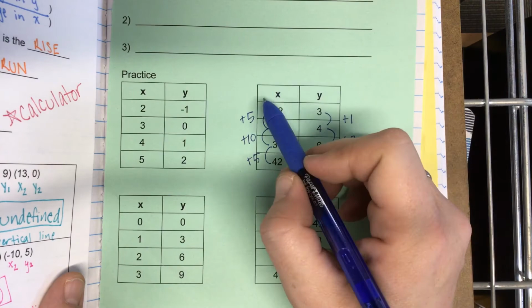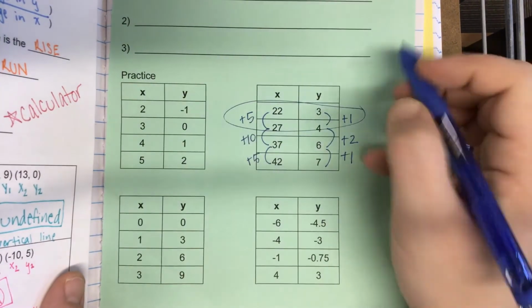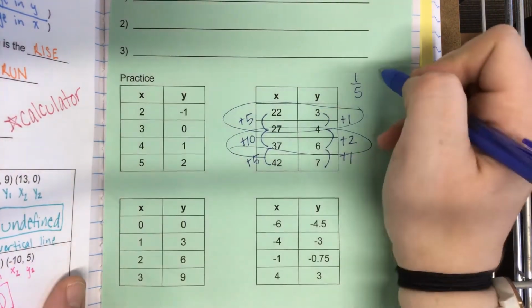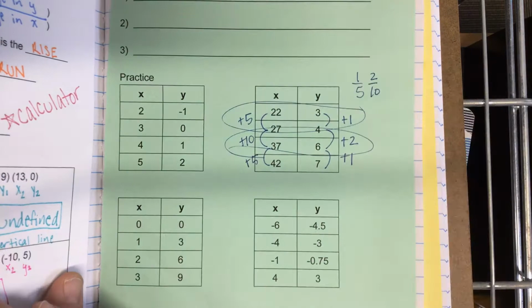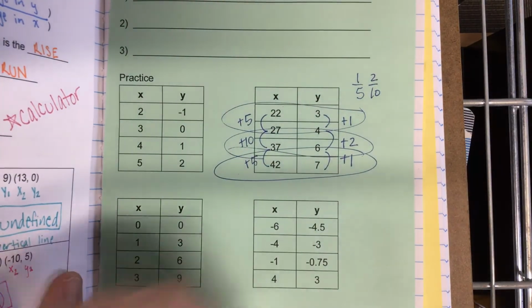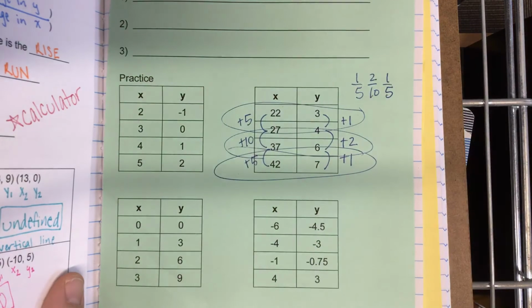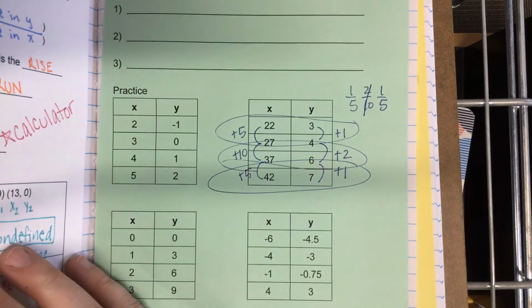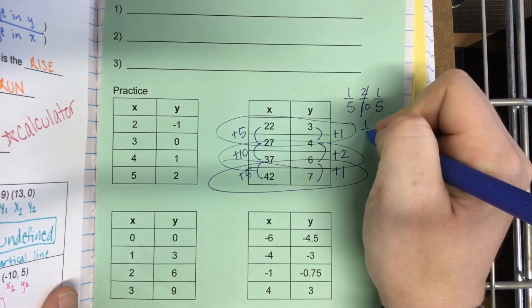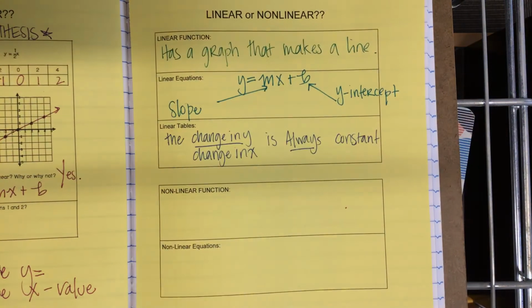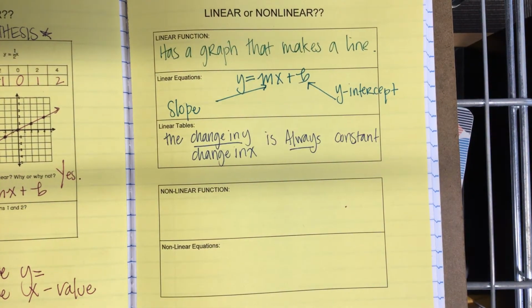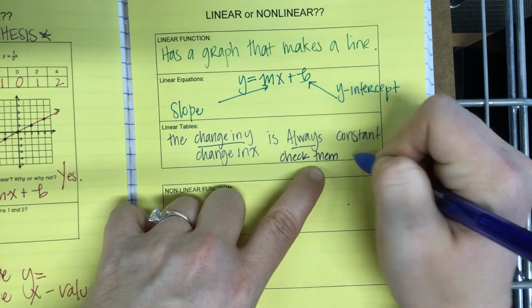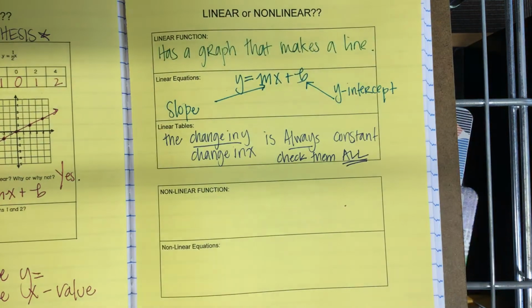What's the change in y over change in x for this guy? 1/5. What's this one? 2 over 10. And what's this one? Are those all three the same fraction? I can simplify 2 over 10. What does it become? 1/5. Are they all the same? So you need to make sure it's always constant. Check them all. It's just adding or subtracting.